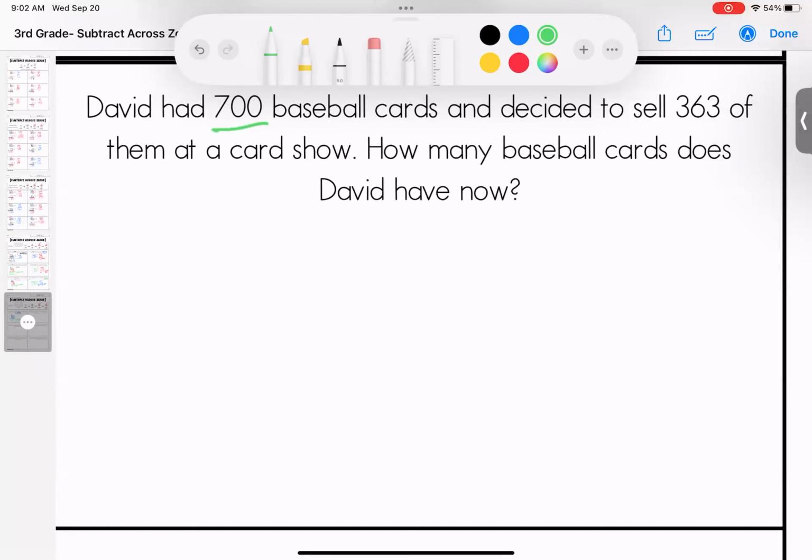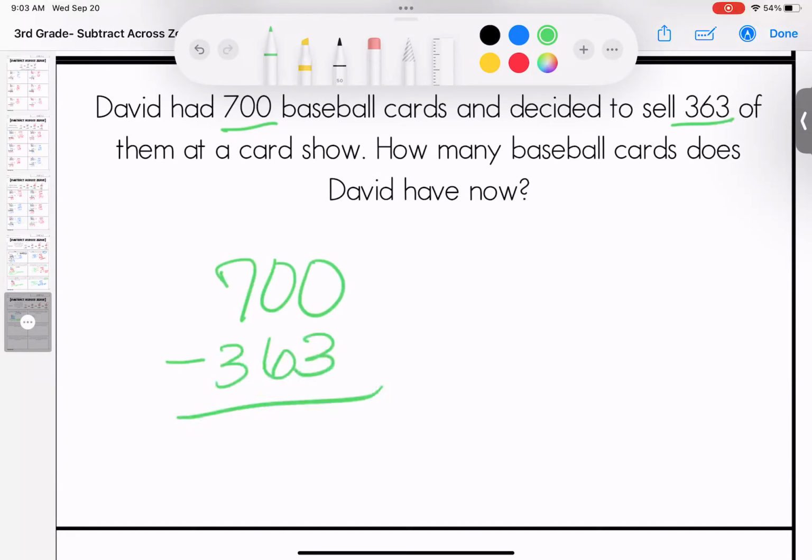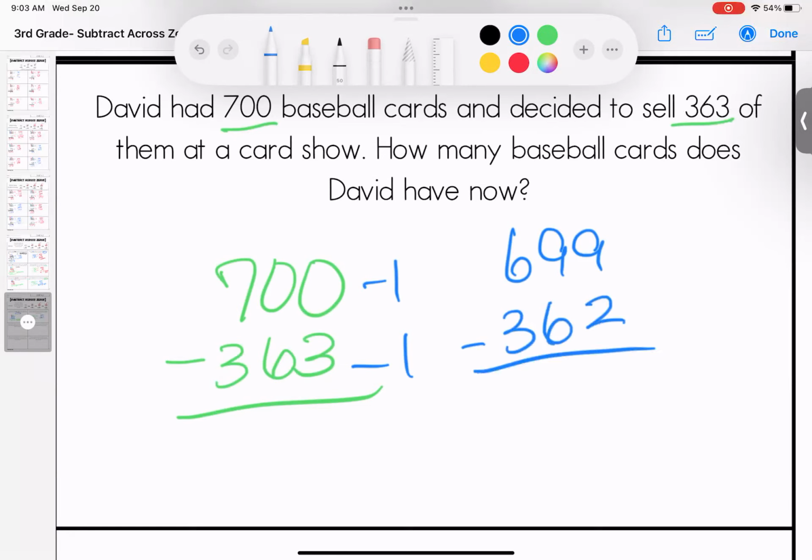David had 700 baseball cards and decided to sell 363 of them at a card show. How many baseball cards does David have now? So we started with 700 and we sold, which means they're leaving us 363. So we can say that that is the same distance as 699 minus 362.